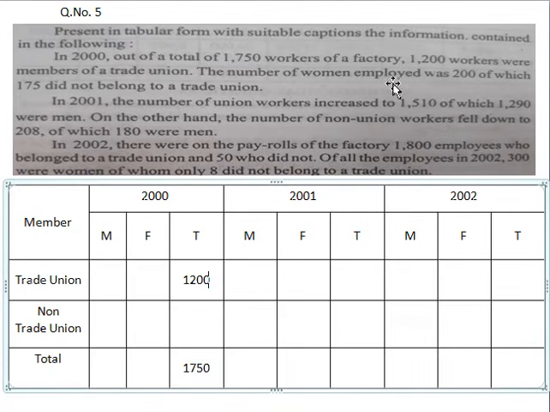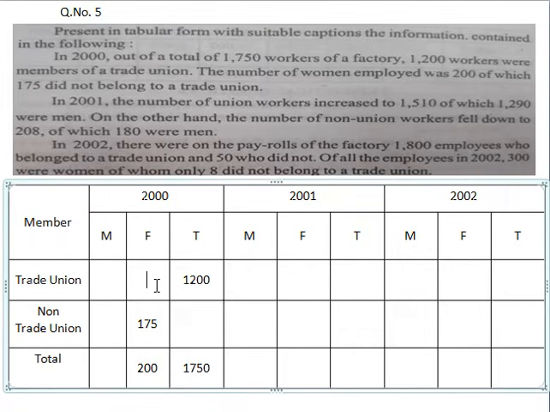The number of women employed was 200. Women employed was how much? Women, female, 200. Of which, out of this 200, 175 did not belong to trade union, right? So this 2000 part is over.